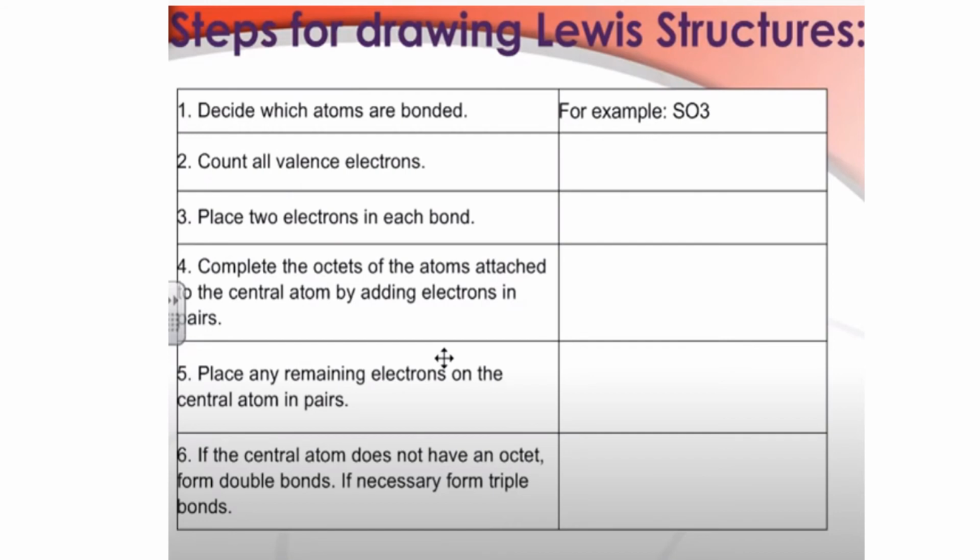So let's work through an example now. We're going to look at SO3. There is no charge on this. So rule 1, which atoms are bonded? Well, we're going to go with S in the middle. It's the first one there, so we're going to put that in the middle.